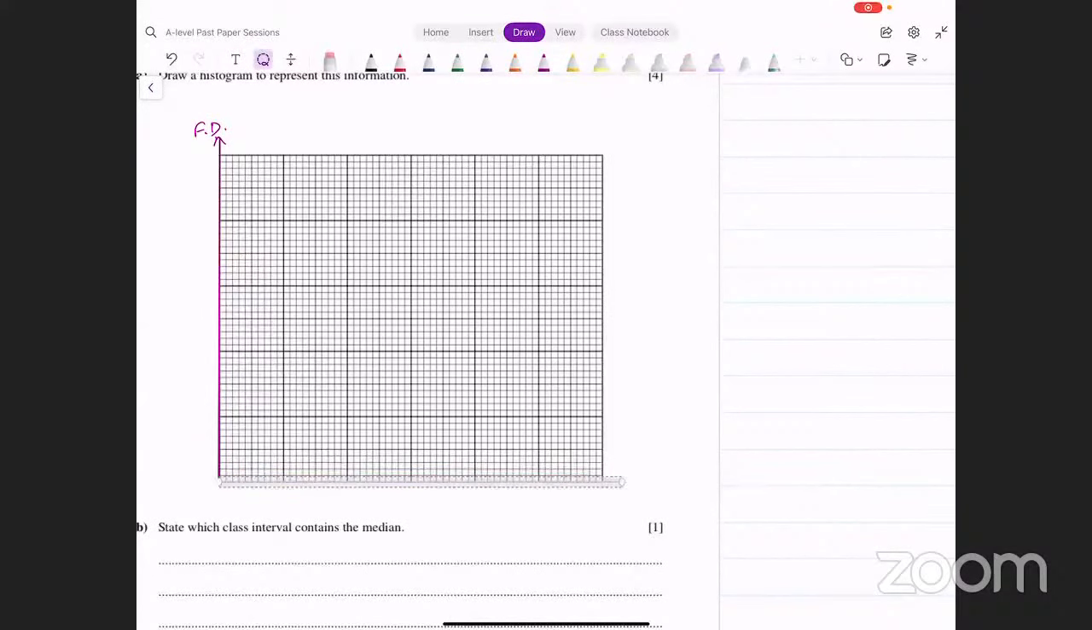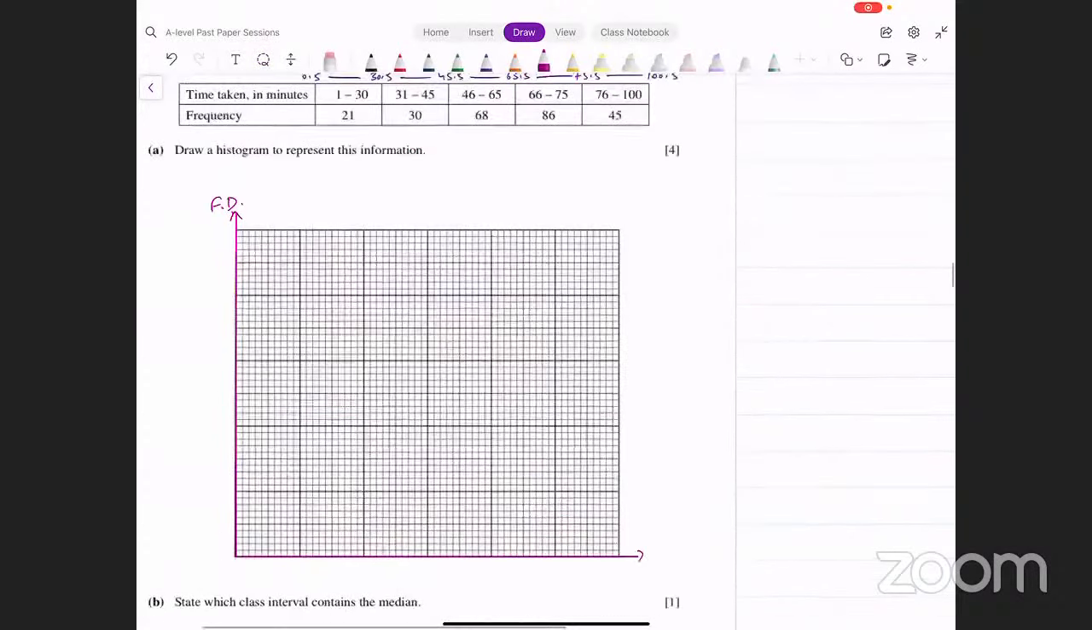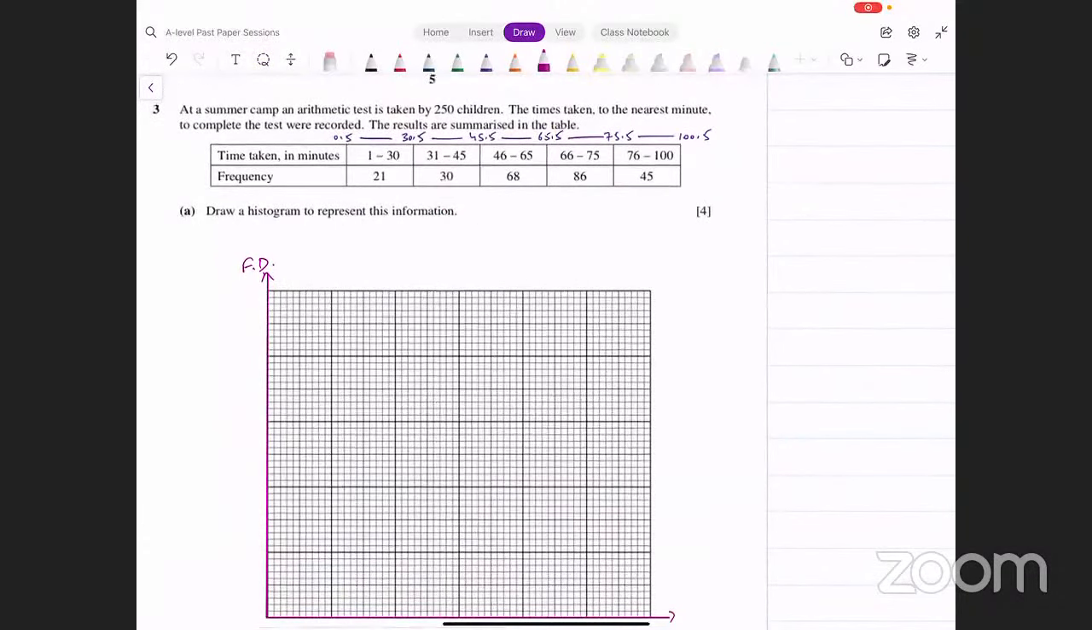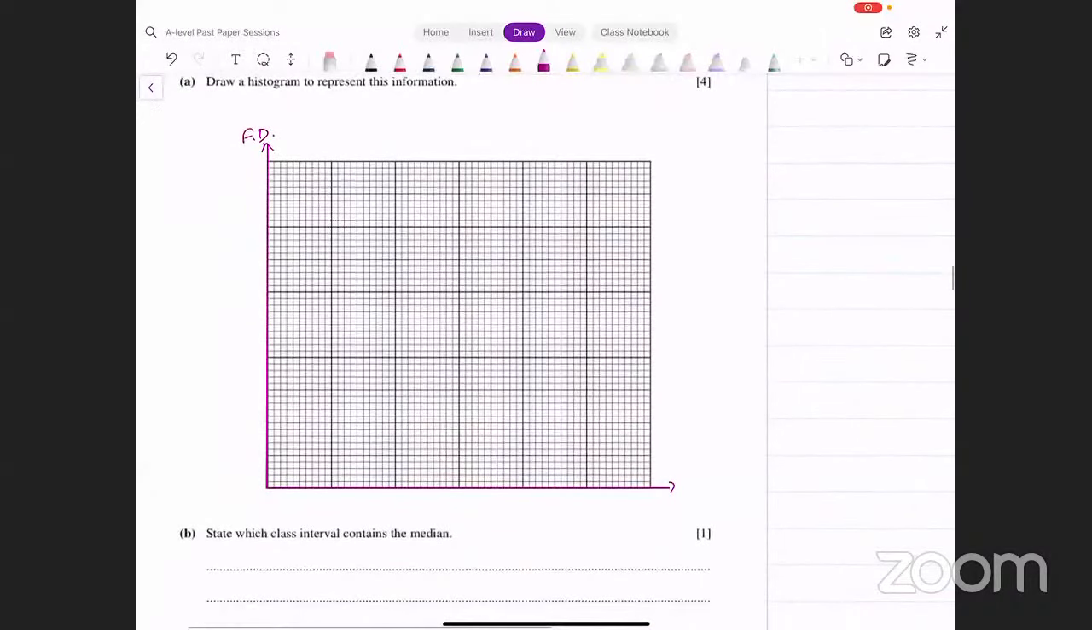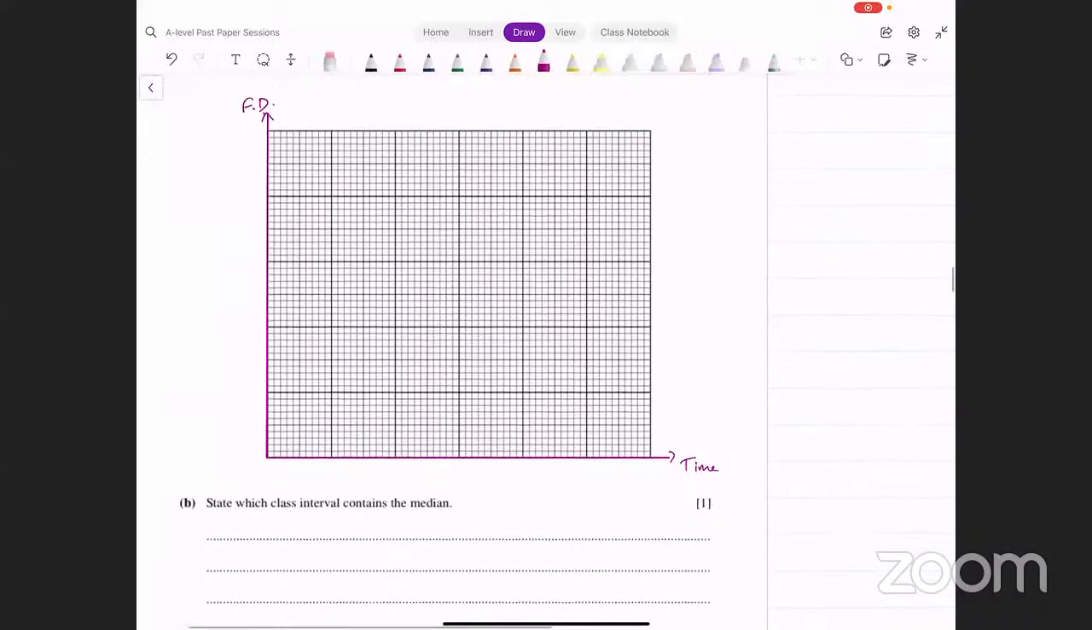ठीक है. अच्छा, यहाँ पे क्या है? आपका time आ रहा है. You have to write that down. इसमें stats के अंदर labeling बहुत matter करती है. You've got to label this properly. This is time, and time is in minutes. Okay, that's what you got on the horizontal axis.